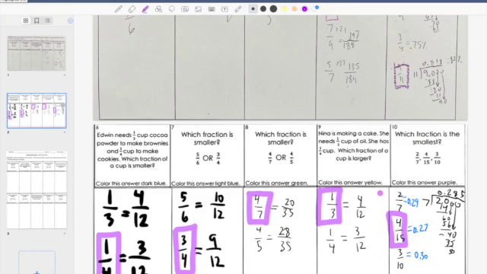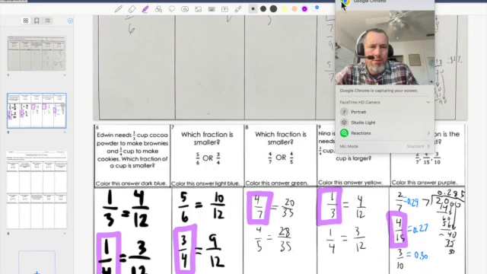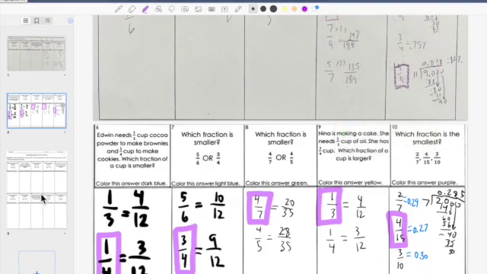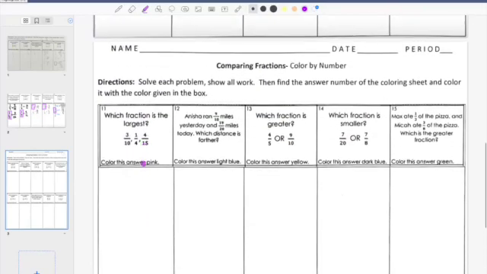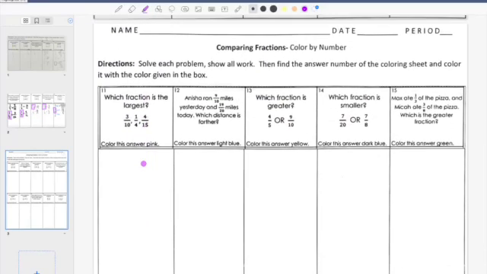Okay. All right. Moving on to the last page. Which fraction is the largest? 3/10, 1/4, or 4/15. Well, 3/10 is 30%, 1/4 is 25%, and 4/15, the one we just did, would be 26% approximately. And the largest one here is 3/10.